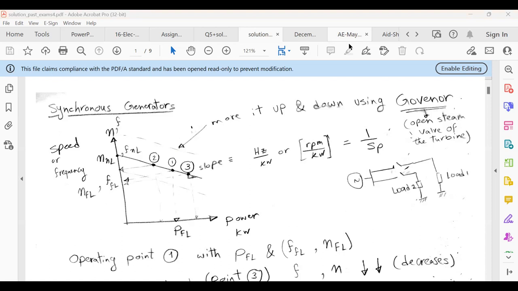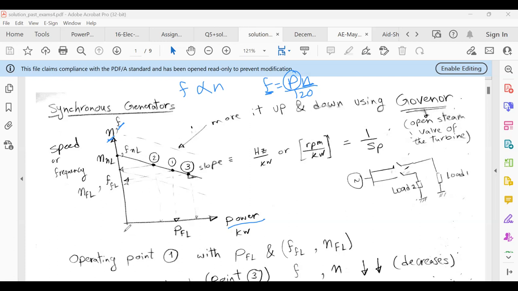Sometimes, instead of the frequency, we call it the speed, because as we said, the frequency is proportional to the speed. Frequency equals the number of poles times n over 120. The number of poles is constant for the same machine, right? It's not going to change. So usually the frequency represents the speed. So frequency or speed, it doesn't matter, with the power. And there is a slope.